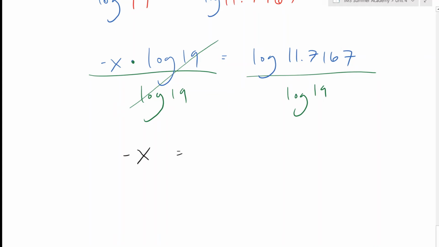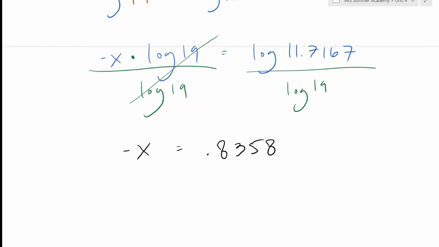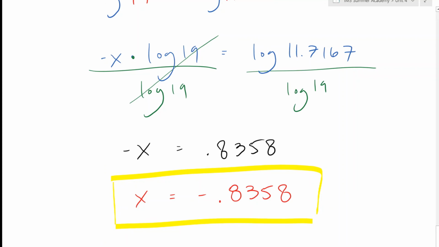Negative x equals, so throwing this on the calculator, log 11.7167 divided by log 19, that's 0.8358. And then we just want a regular x by itself, so flip the negative sign to the other side, divided by negative 1. We get an answer of negative 0.8358. So again, anytime we have an exponent where there's a variable in it, so x up as an exponent, we need to bring it down, and we do that by using our log rules, that traveling exponent. And once we log one side, we have to log the other.